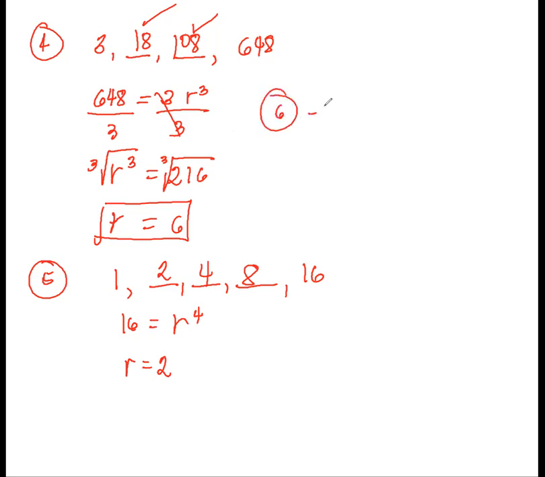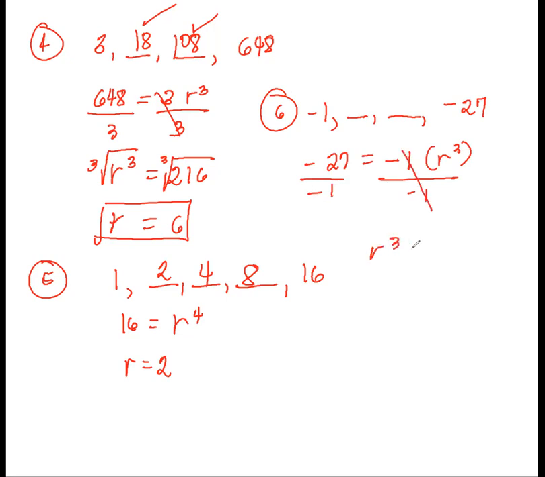For example number 6, we will have a sequence that starts at negative 1, insert 2 geometric means, and the last term is negative 27. Negative 27 is equal to negative 1 times r raised to 3. Divide both sides by negative 1. So r cubed is equal to 27. So r is equal to 3. Therefore, this will be 3, negative 3, negative 9.